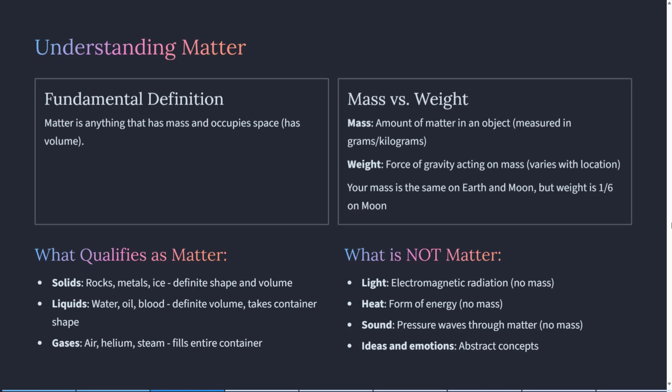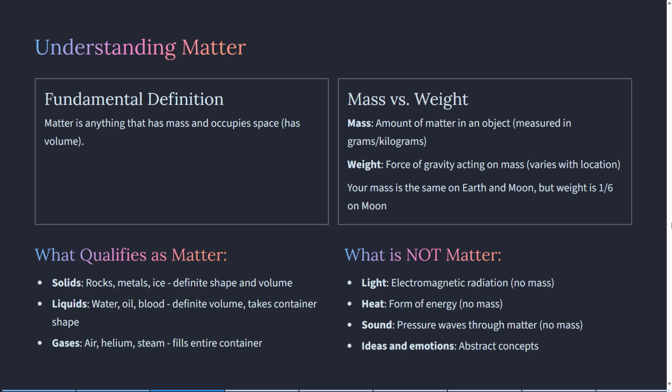Let's start with the basics. Matter is anything that has mass and occupies space, or has volume. This might sound simple, but it is a powerful definition that helps us categorize our world. Now, here is something important to remember. Mass and weight are not the same thing.